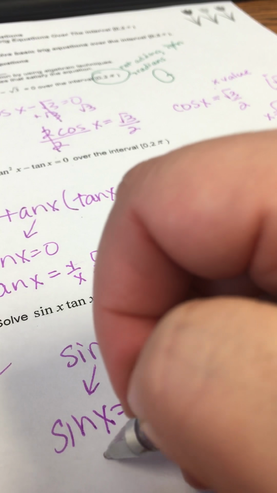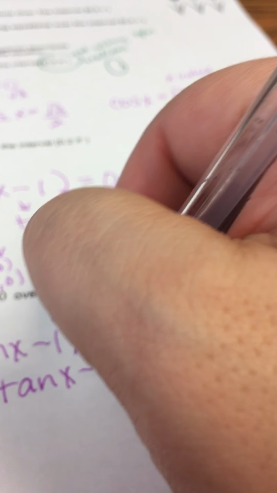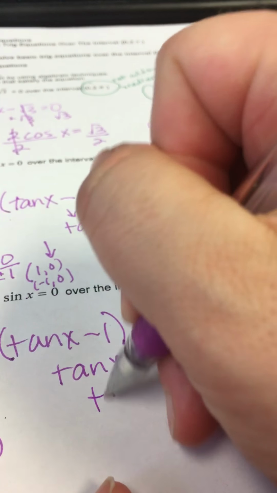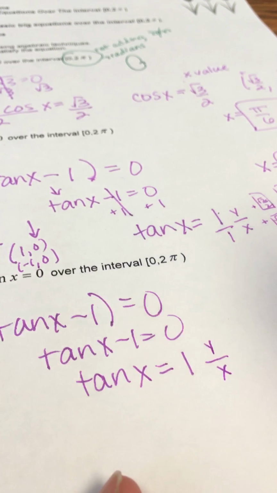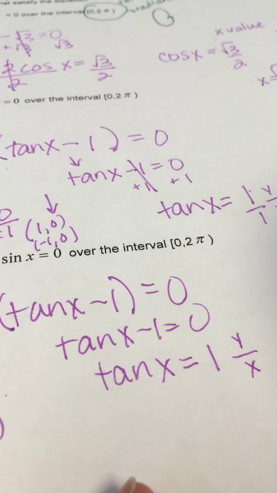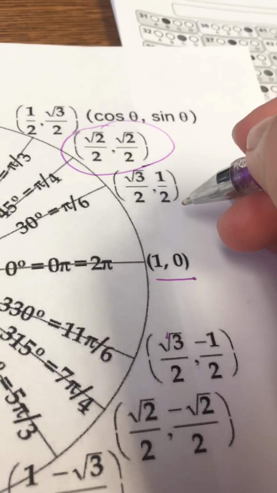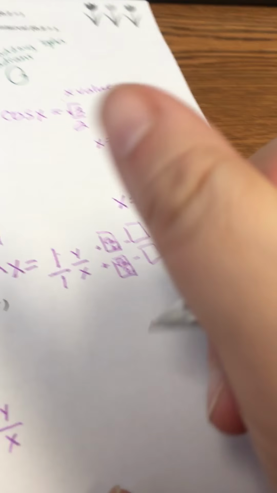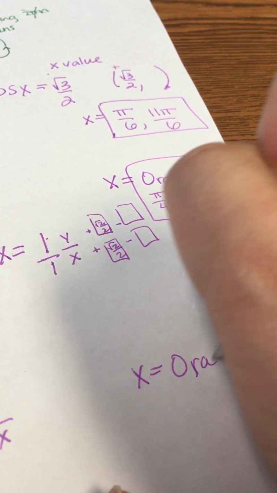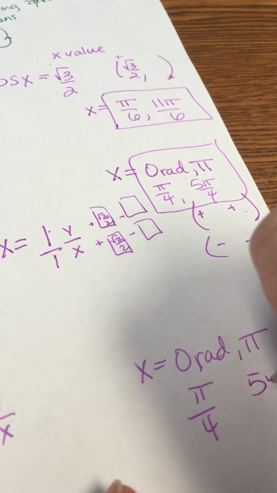Zero product property, you have sine of x is equal to 0, so I'm looking for the y value, and the order pair is a 0. And you have tan x minus 1 is equal to 0. So again, you're looking for where the tangent of x is equal to a positive 1. So the y and the x value are the exact same thing. So for sine of x is equal to 0, that again is at 0 radians and pi radians. And then pi over 4 for that one, and 5 pi over 4 for that one.